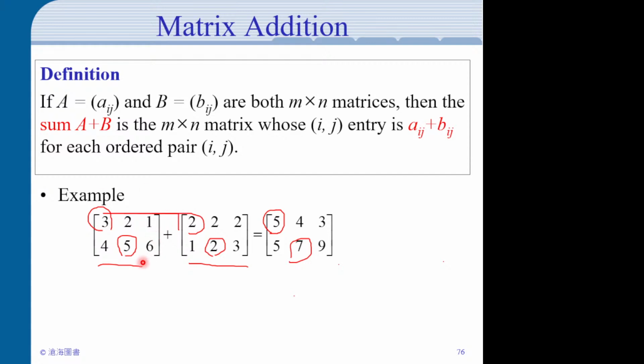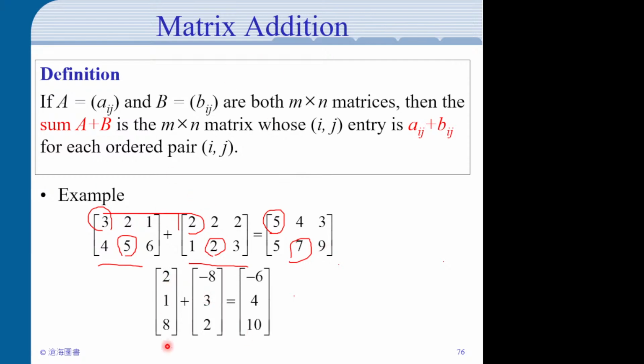So you have A like here and B like here, then for A plus B, you just add every element together. So for example, this element is this element plus this element. So 3 plus 2 becomes 5, and 5 plus 2 becomes 7. Okay. So the addition and the multiplication by scalar are all defined entry-wise. And here is another example. We have a vector, but we see vectors as matrices. So you add those two matrices together, then 2 plus minus 8 becomes minus 6, 8 plus 2 becomes 10, etc. Okay.